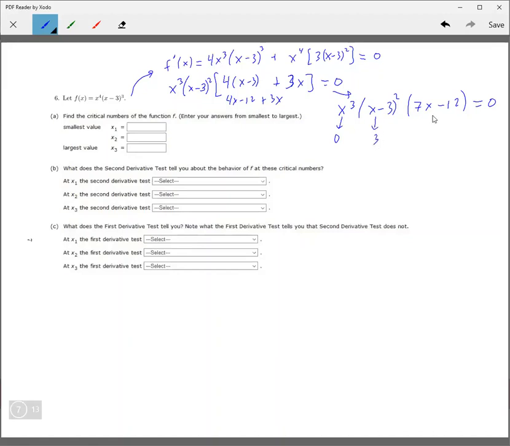That gives me 3. This gives me 12 over 7. So just put that the smallest one is 0. That's the smallest of these three. This is the next smallest, 12 over 7. And this is the largest, 3.